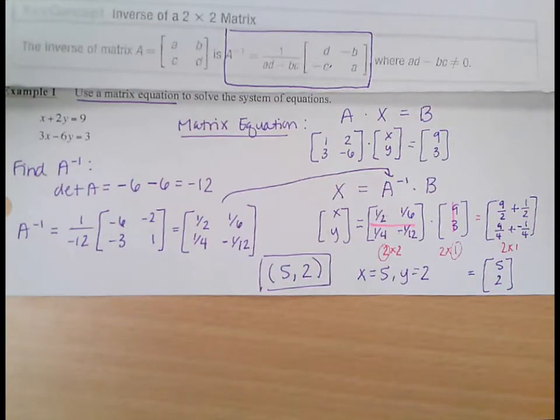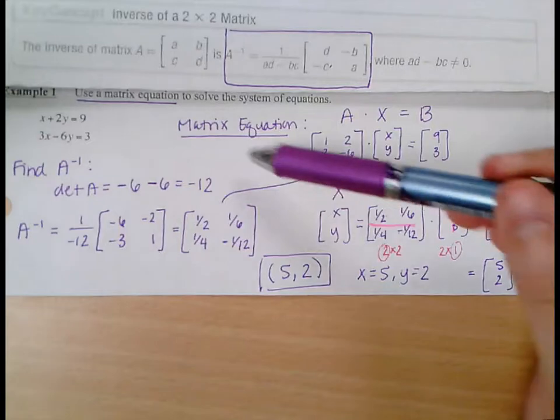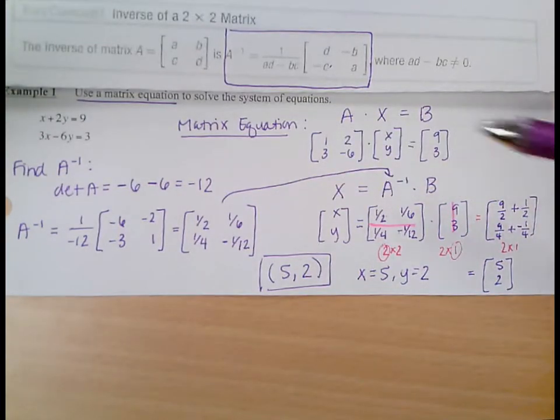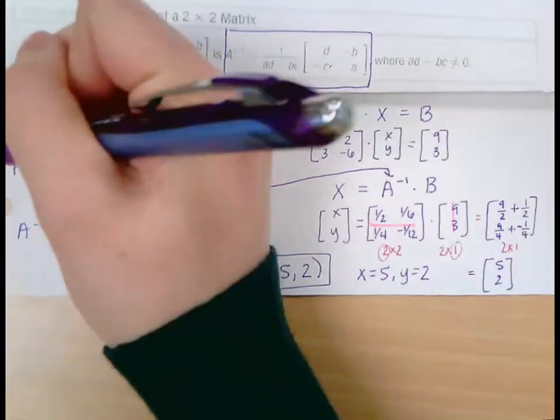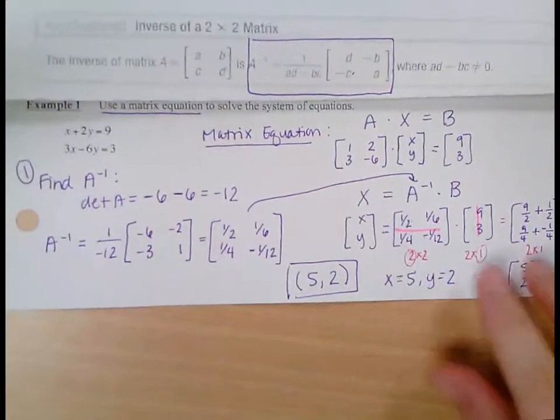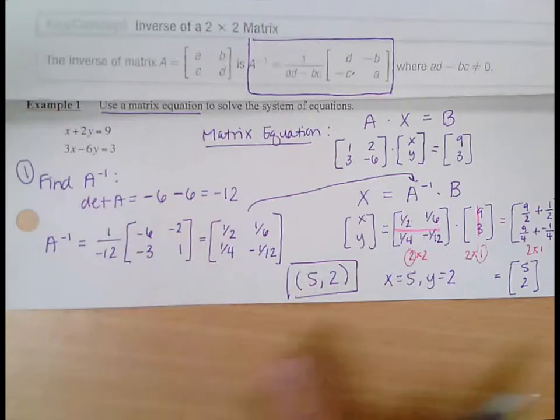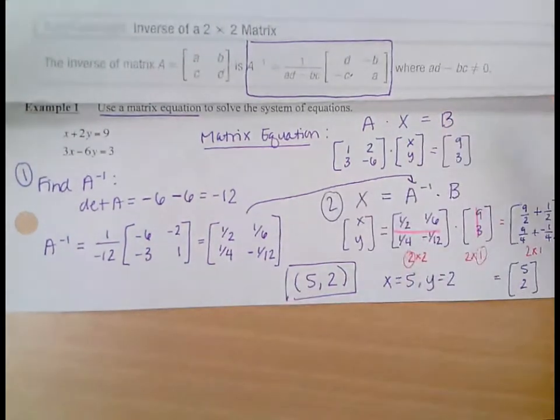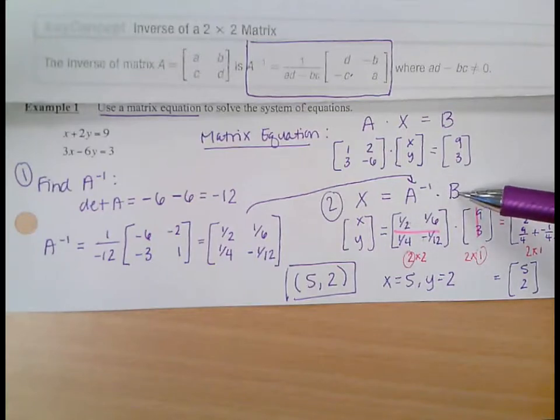Okay, so I'm going to recap the steps just so you understand. Really, there's two main steps to this. I know there's a lot of little steps in between, but there's two main steps. Once you have your matrix equation, your first step is to find A inverse. That's really ultimately what you need to do first. You need the inverse of matrix A. Your second step then is to multiply A inverse by matrix B, and that gets you your solution. So find the inverse of A, and then multiply it by matrix B, and you have your solution x y.